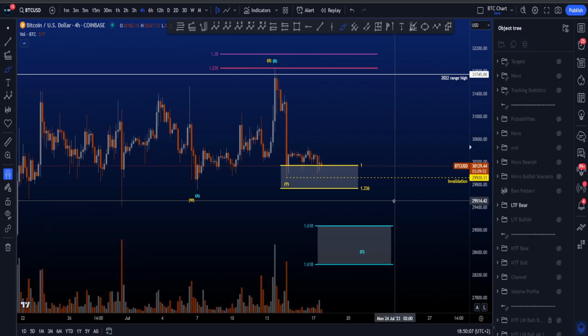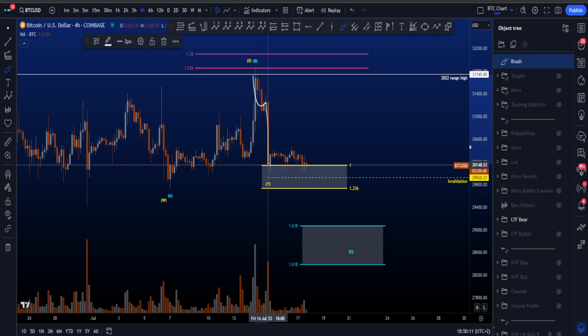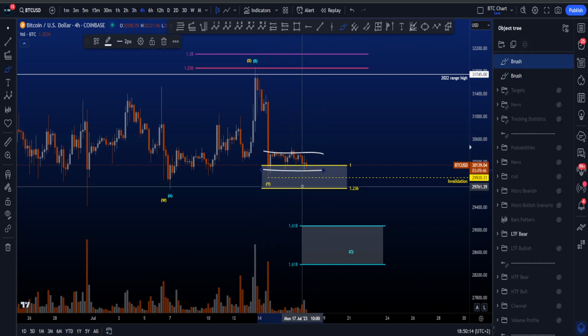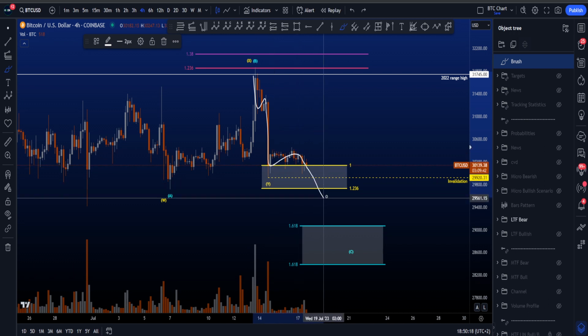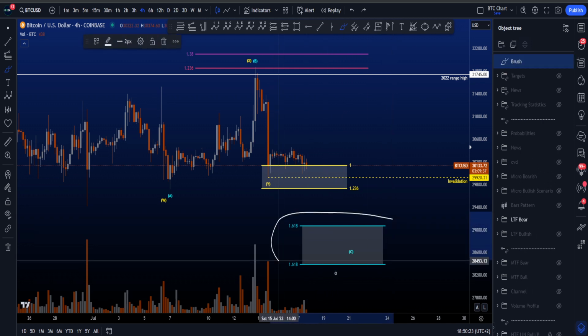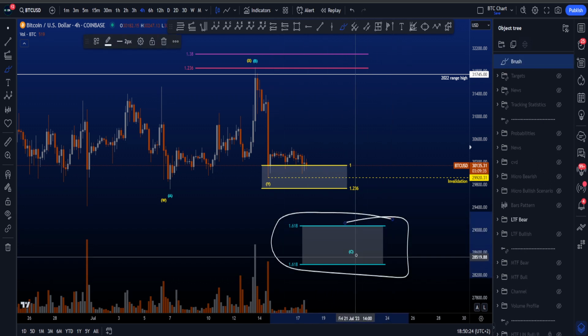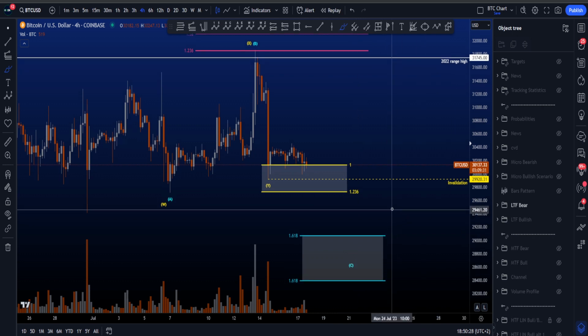The only problem for that particular scenario as it stands now is that this looks like a 3-wave structure, and then we have a very long range. Now it can still be a 1, 2, 3, 4 and then a wave 5, but the wave 5 targets based on Elliott waves are not reaching this target area over here for a wave C. So it's going to be very interesting what's going to happen this week, also with the news event that we have. More about that in a second.